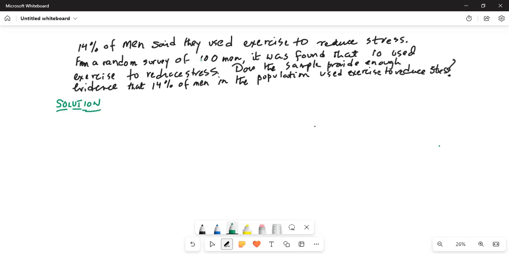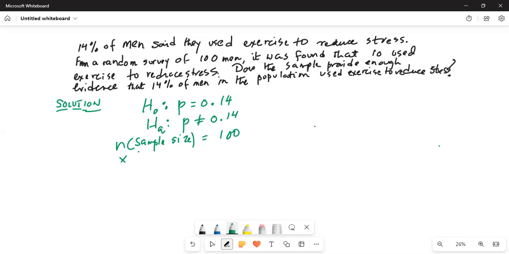So, the solution. Our null hypothesis or the status quo is P equal to 0.14. And the alternate hypothesis is P not equal to 0.14. N, sample size, is equal to 100.